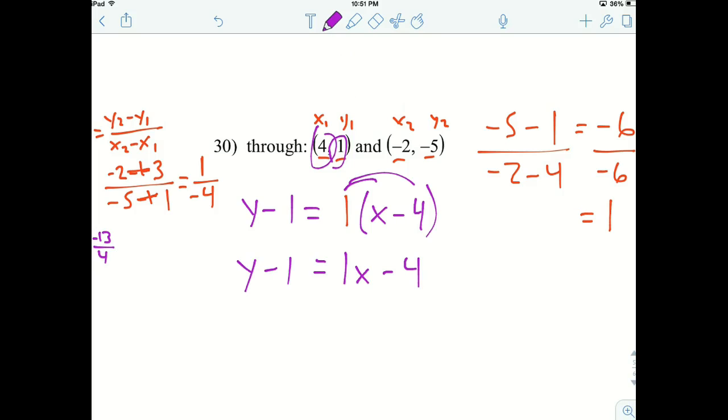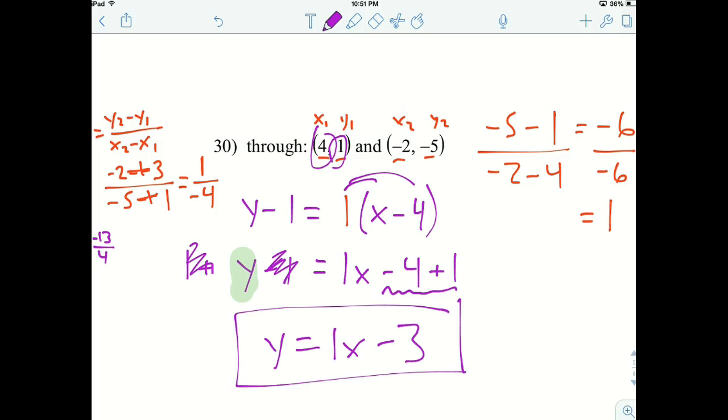I have just y minus 1 here. I need to get y alone, so I need to undo that negative 1 by adding 1 to both sides. And when I do that, I'm left with y is equal to 1x, but I have some terms I can clean up here. A negative 4 plus a 1 are like terms. I can reduce that down to negative 3. And that is going to be my final answer for that equation.